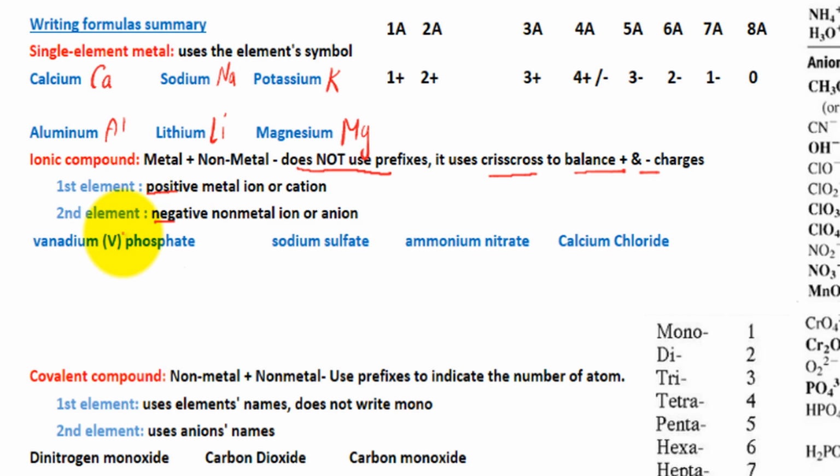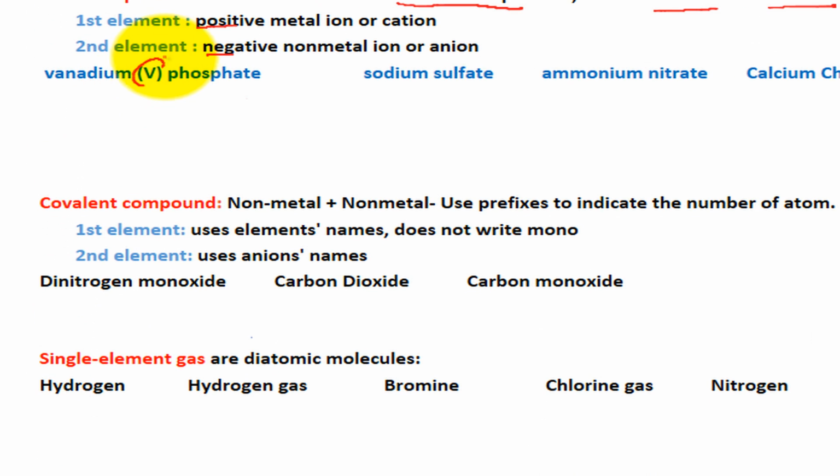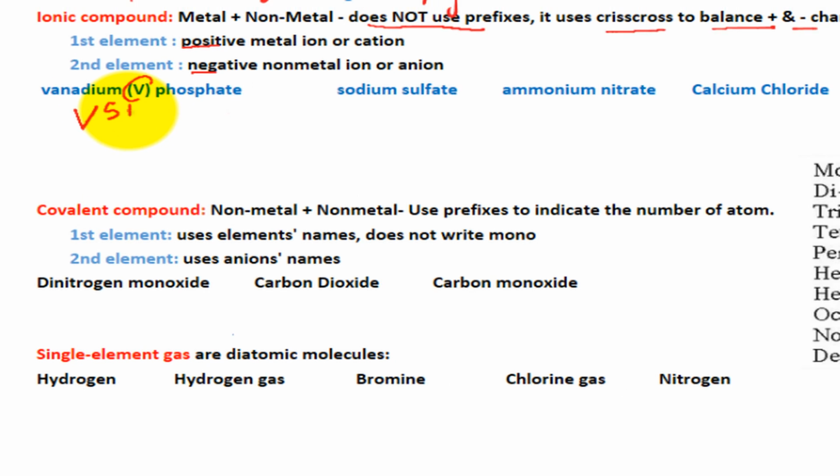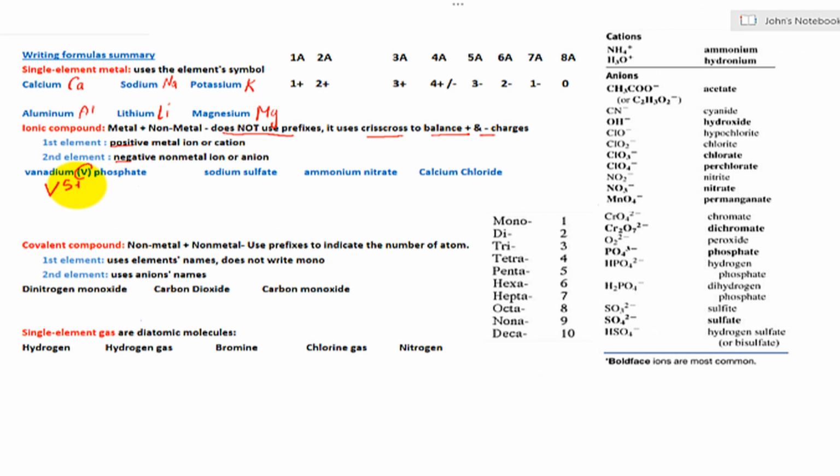So here we have vanadium. That Roman numeral 5 indicates the positive charge of 5 plus for vanadium. So if we know the symbol for vanadium and there's a 5, that would be 5 plus. We don't have to look at the periodic table for the charges. And then phosphate is a polyatomic ion all the way over here. PO4 3 minus, so we have PO4 3 minus.